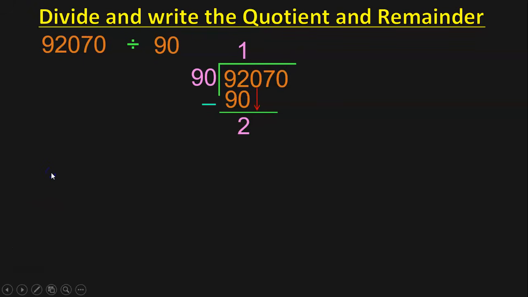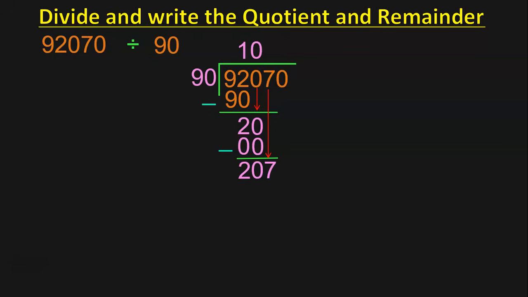Next step is to take and write down the digit 0. So you have the number 20 now. 20 is lesser than 90. So what do you do when the number is lesser than the divisor? You add a 0 in the quotient. 0 into 90 is 0. Subtract this and you get 20. The next step is to take and write down the next digit 7 near the remainder. So you get the remainder to be 207 now.